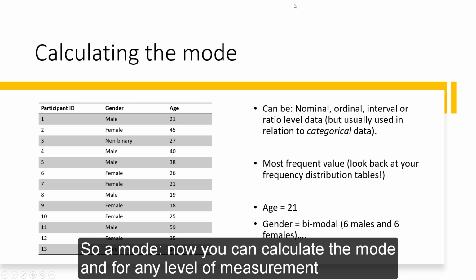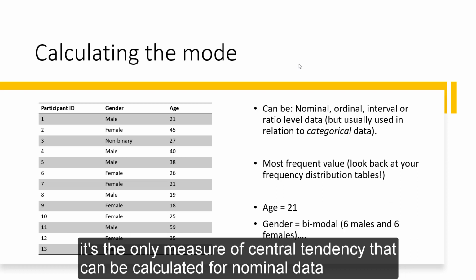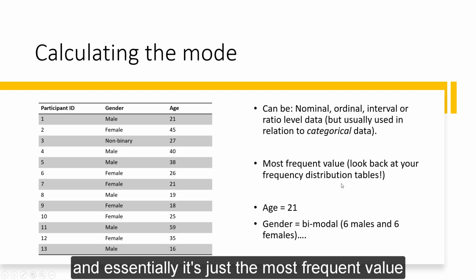So a mode. Now you can calculate the mode for any level of measurement, but it's typically reserved for categorical data and typically for the nominal categorical data. In fact, it's the only measure of central tendency that can be calculated for nominal data. And essentially it's just the most frequent value.